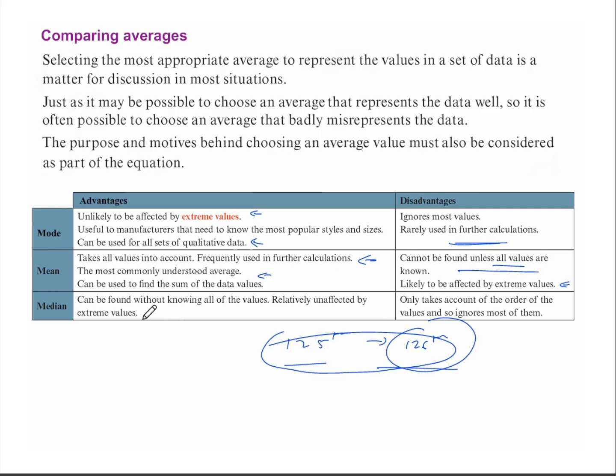But remember, the median only takes into account the order of the values, and so it also ignores most of the values that are there. As we said, the extreme values will not really affect it because it doesn't take them into account. What it takes into account is just the position of the middle ordered value. So from these advantages and disadvantages of the mode, median, and mean, you can carefully choose what measure of central tendency to use depending on the questions that you get.